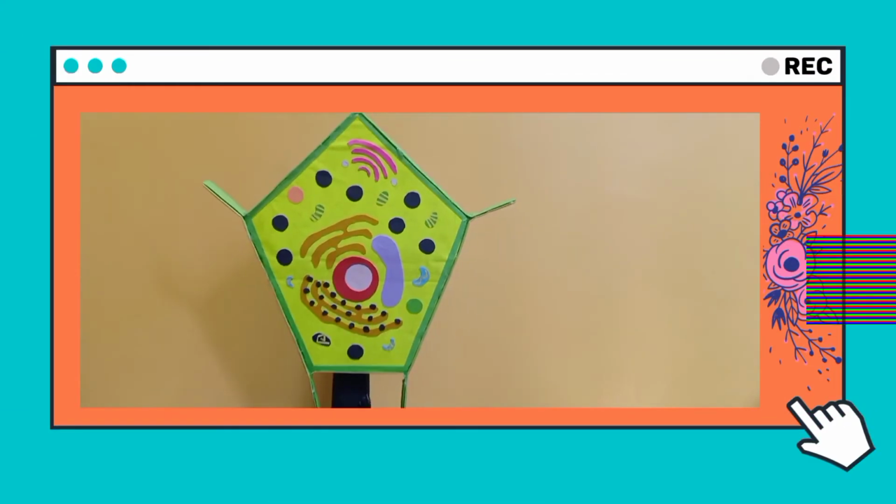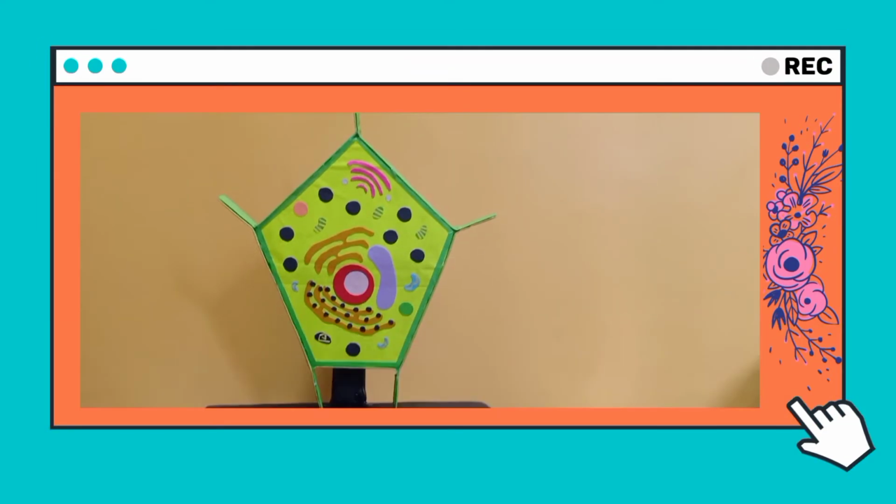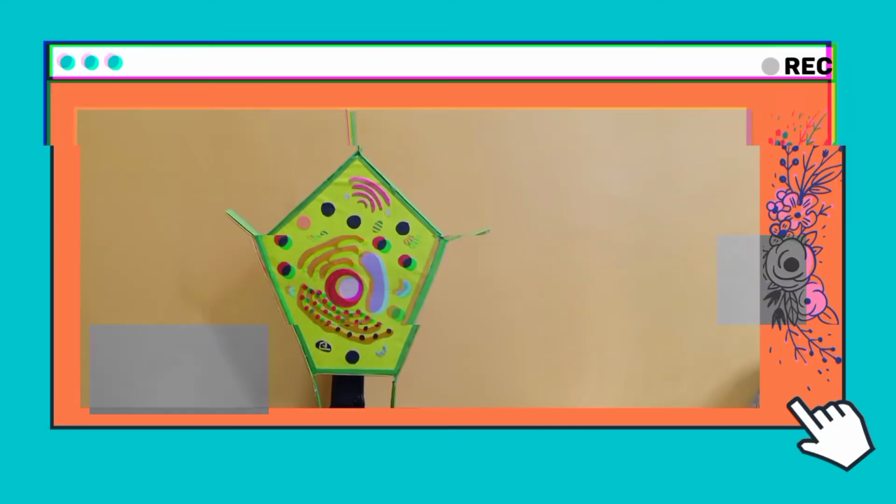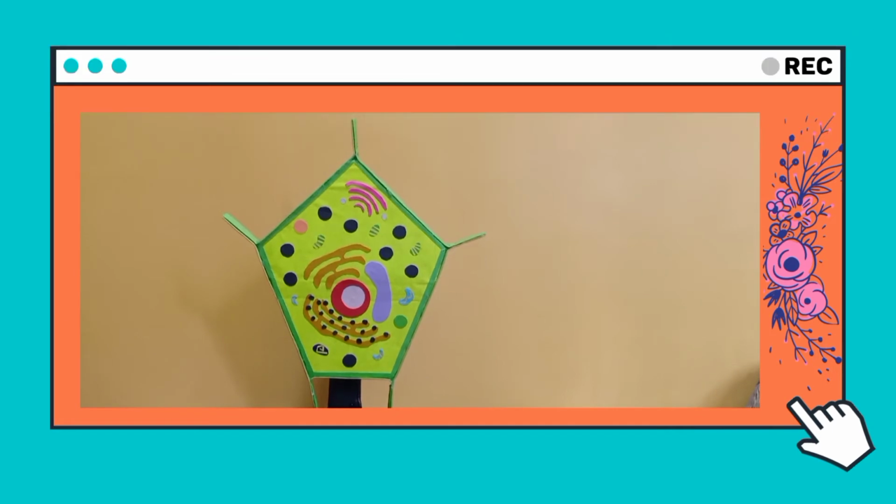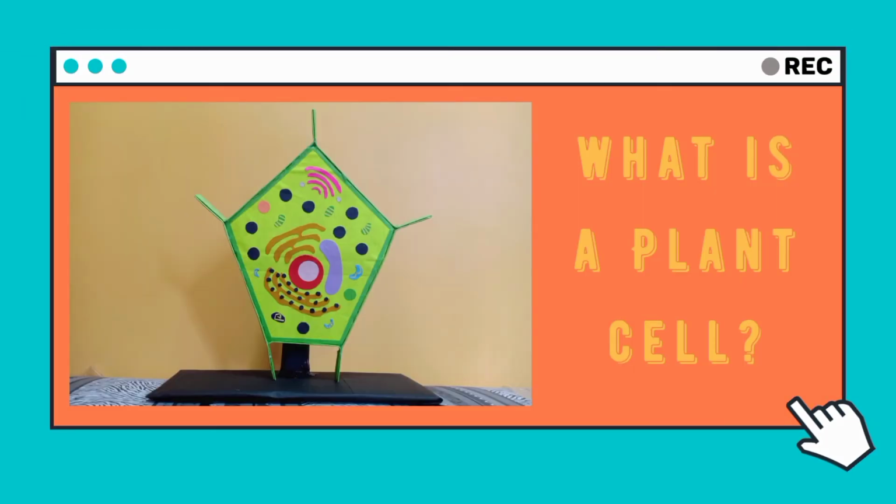That's how I made my 3D plant cell model. So let's move on to the definitions of a plant cell and what the parts of it are. So what is a plant cell?